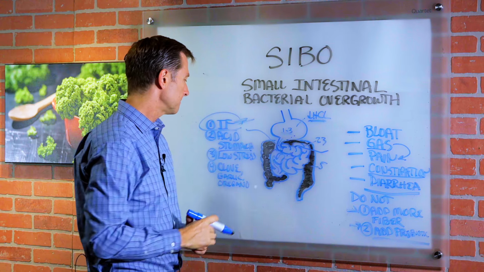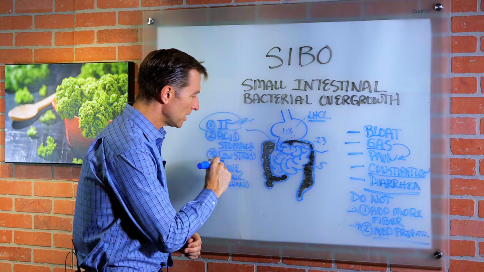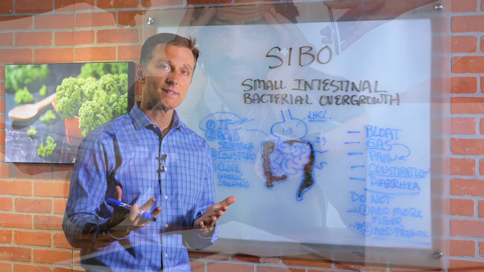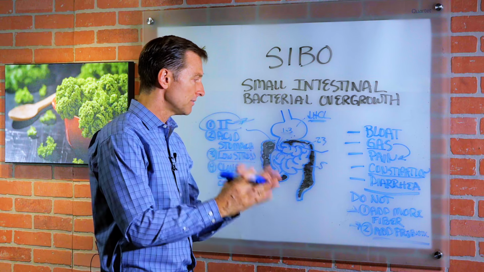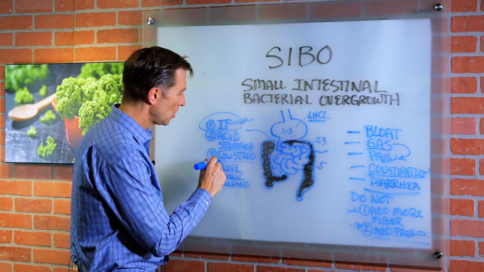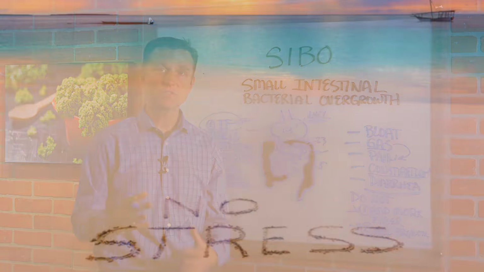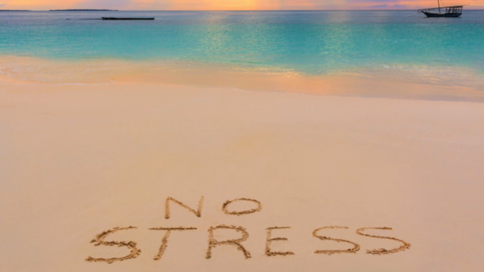Number 3, keep a very low stress life, because stress shuts this whole thing down and makes things worse. If you think about what system controls digestion, it's the parasympathetic. That's called rest and digest. And it gets inhibited by the sympathetic, or the fight or flight mechanism. So we want to keep a low stress life. Some people, just from that alone, can actually help correct the situation.